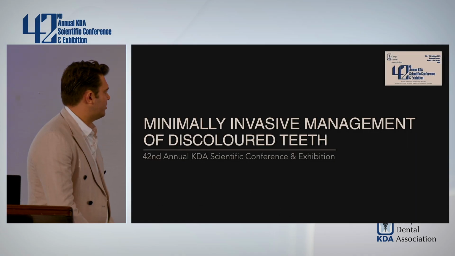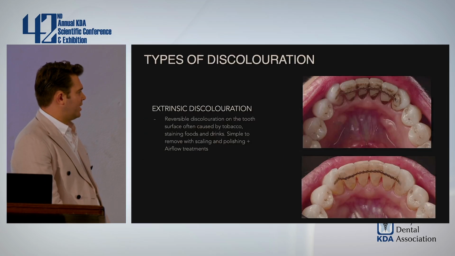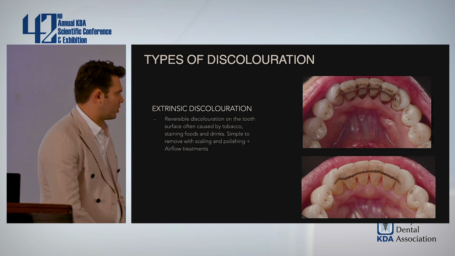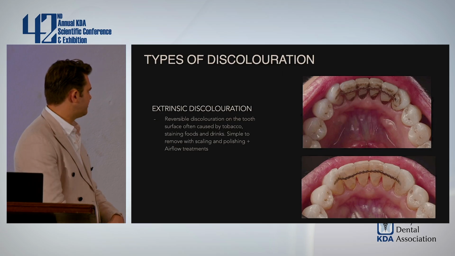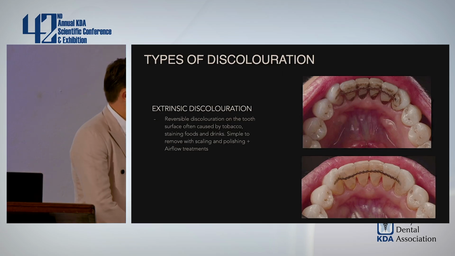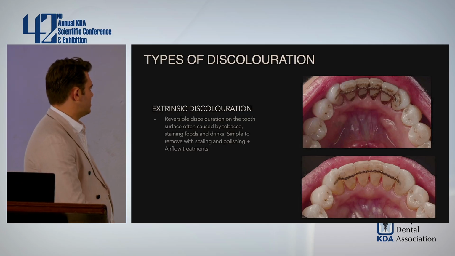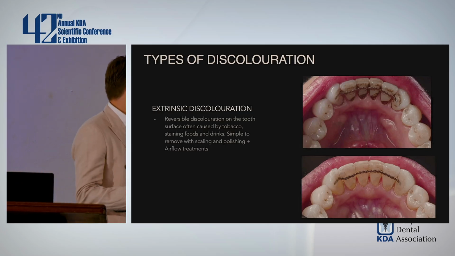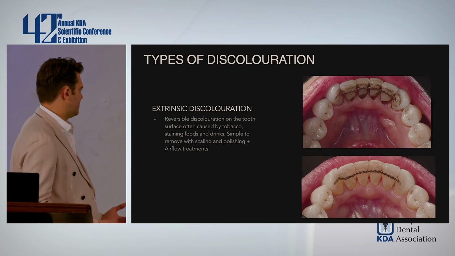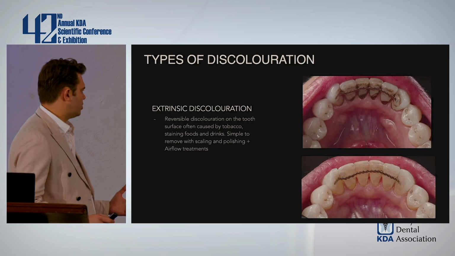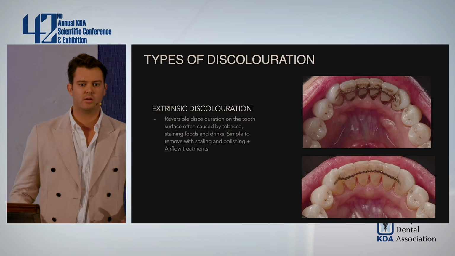So today we're talking to you about minimally invasive management of discolored teeth. I think that it's important, first of all, to talk about the causes of discoloration so that we can understand the scope of practice of this lecture. So initially, extrinsic discoloration. We're all familiar with extrinsic discoloration. Extrinsic discoloration is staining. The common causes are smoking and diet-related things. The way that we manage extrinsic discoloration is effective cleaning, scaling and polishing, and airflow treatments.